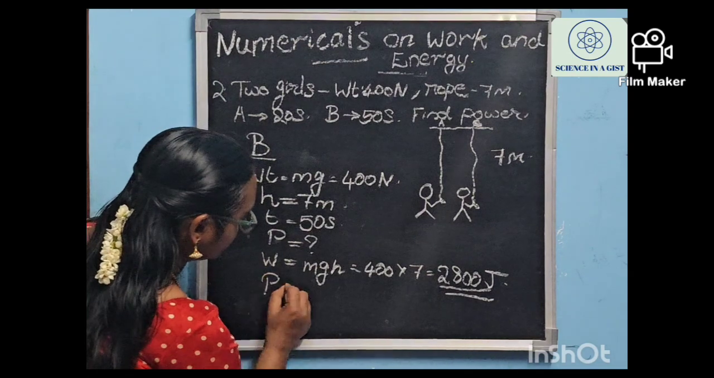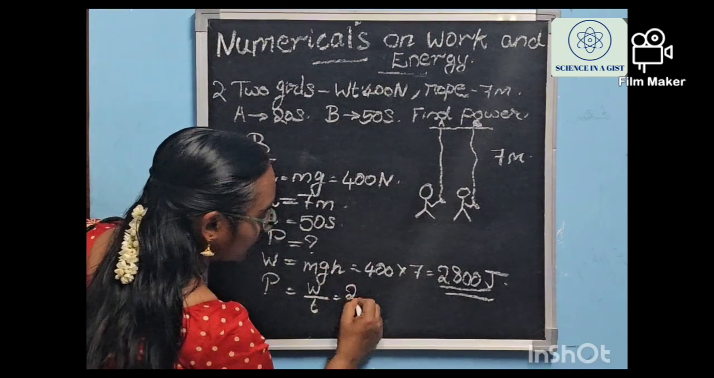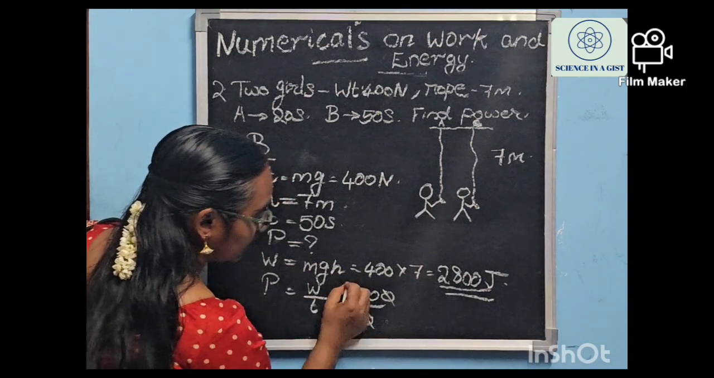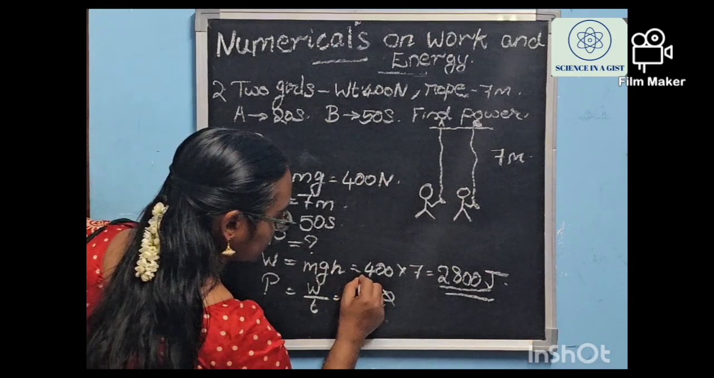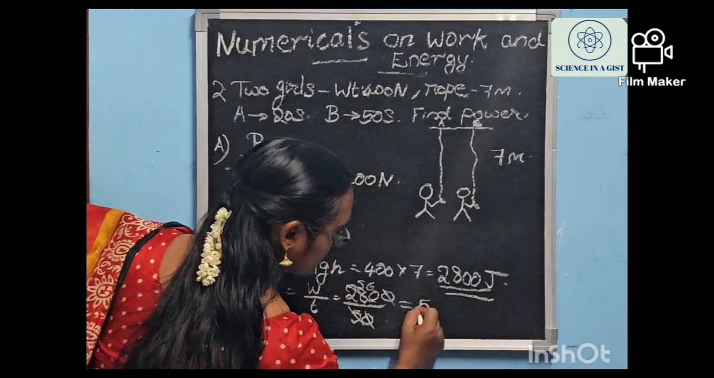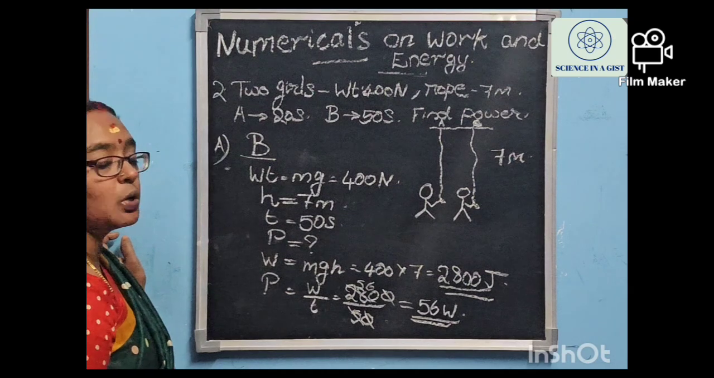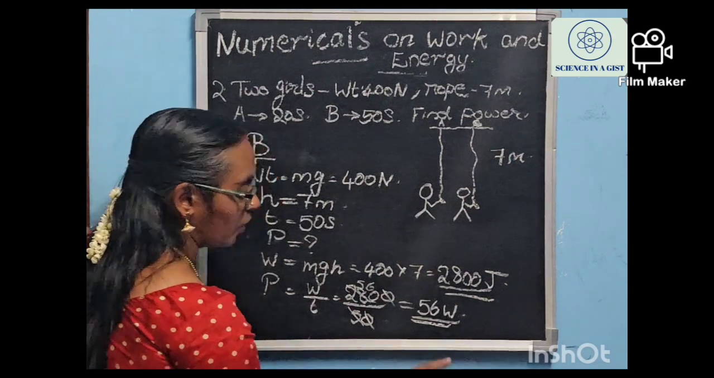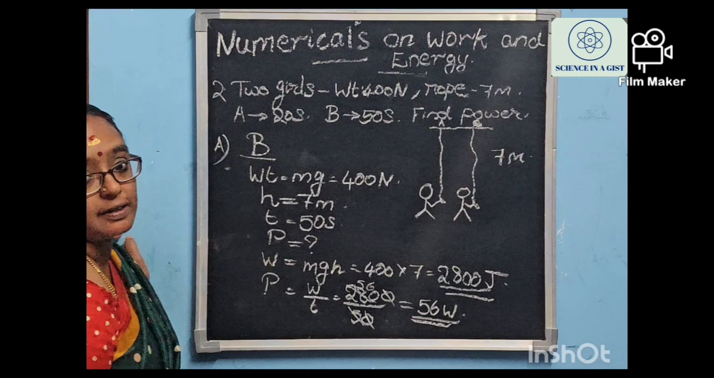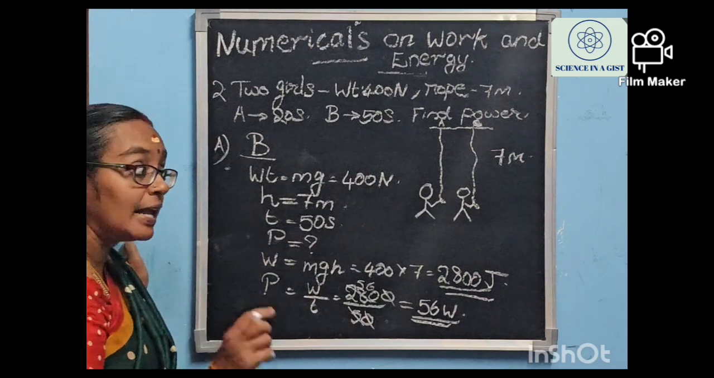Okay. Then power P is equal to what, ma'am? W by T is equal to 2800 divided by 50. Zero got cancelled. 28, 28 how many times? 5. 5 sixes are 30, 36, that's equal to 56. 56 watt. So she is having 56 watt. She has used 56 watt as the power for accomplishing the task because she has taken more time. But the first girl has taken less time.